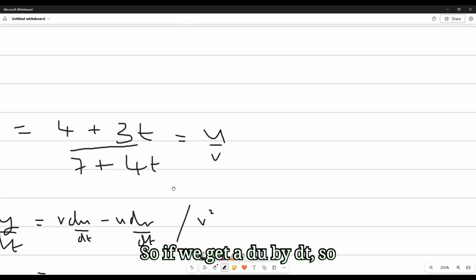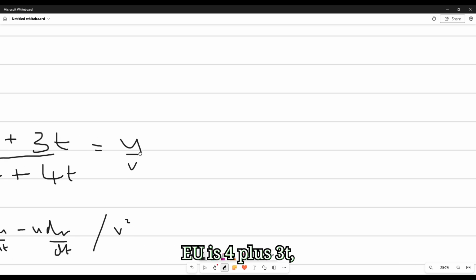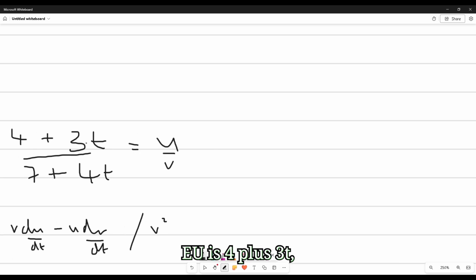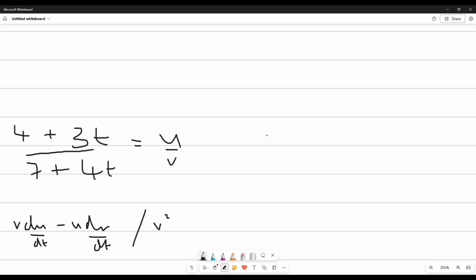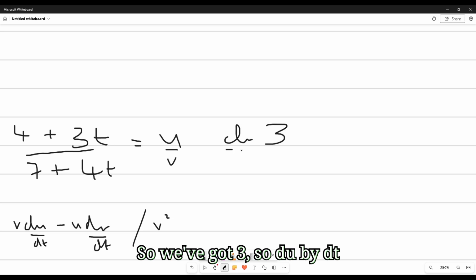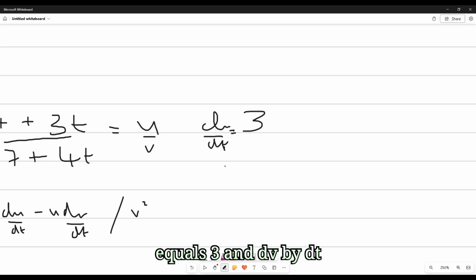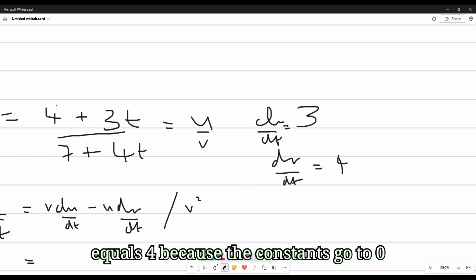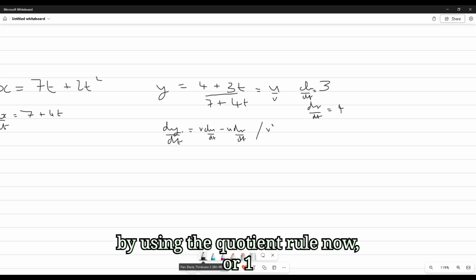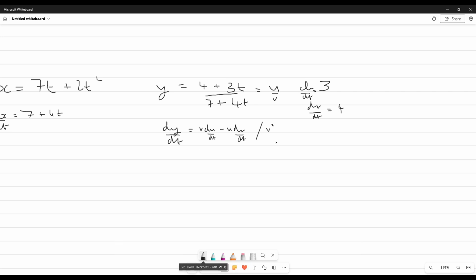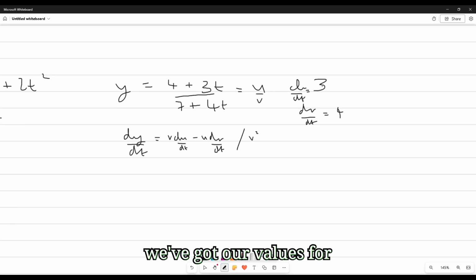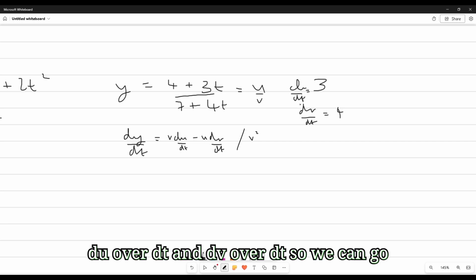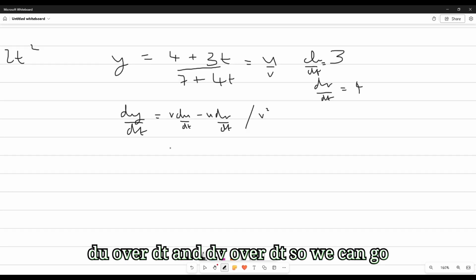So if we get du by dt, the u is 4 plus 3t, so we've got 3. So du by dt equals 3, and dv by dt equals 4, because the constants go to 0. So by using the quotient rule now, we've got our values for du over dt and dv over dt, so we can go ahead and do it.